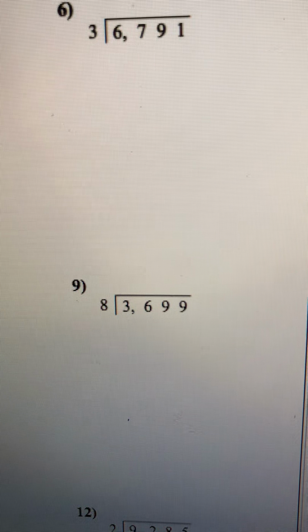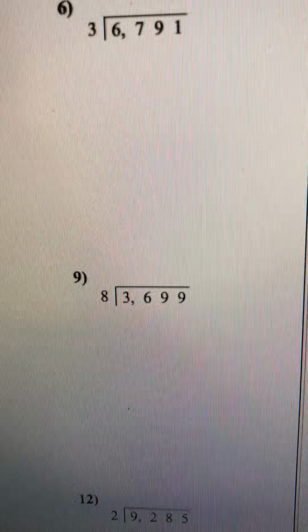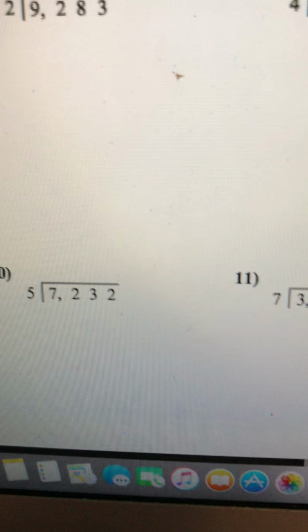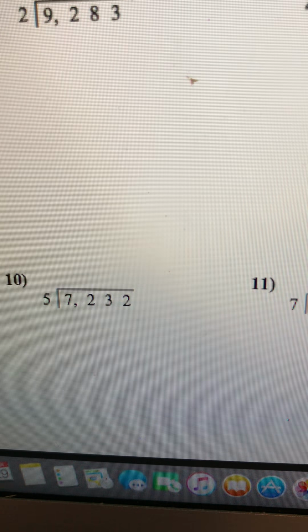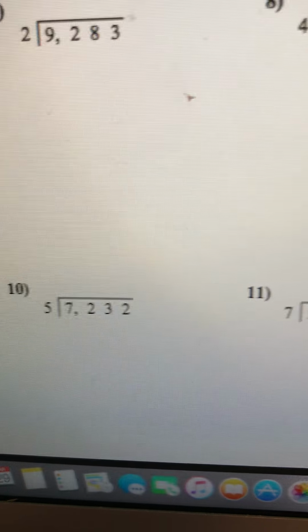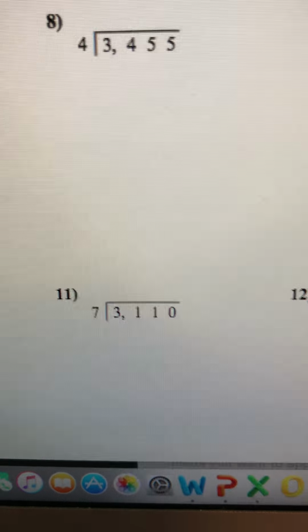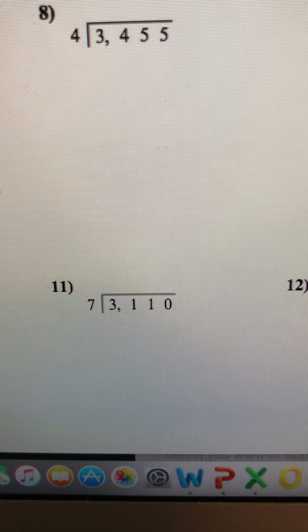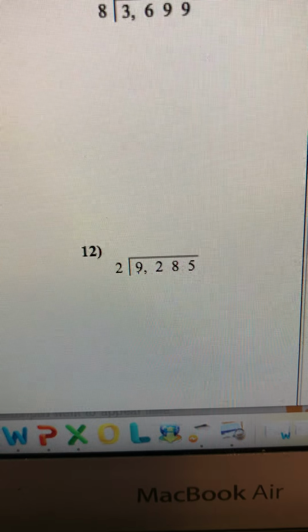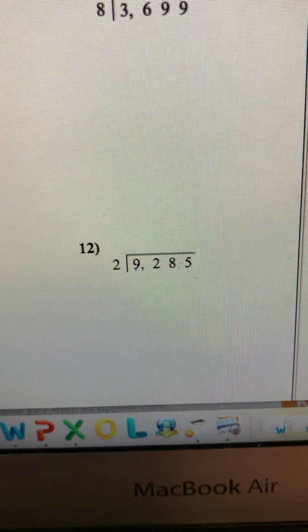9, 3,699 divided by 8. Number 10, 7,232 divided by 5. 11, 3,110 divided by 7, and number 12, 9,285 divided by 2.